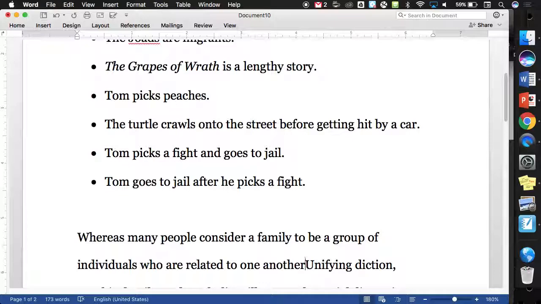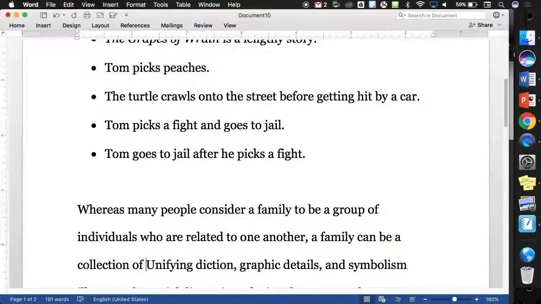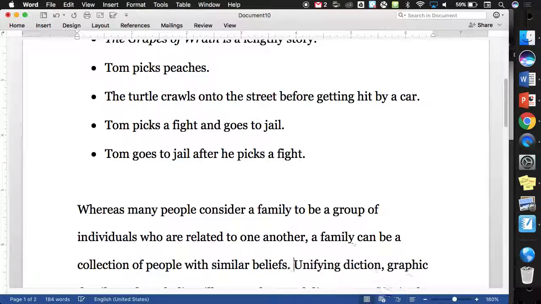By me starting off with whereas, what have I done now? I know this sentence is going to be complex. Whereas is my dependent clause, so I'm going to need a comma. Whereas many people consider a family to be a group of individuals who are related to one another, a family can be a collection of, how do I want to describe these people? With similar beliefs. Any examples come to mind? Not within the book, just in general. Thought we'd get something.